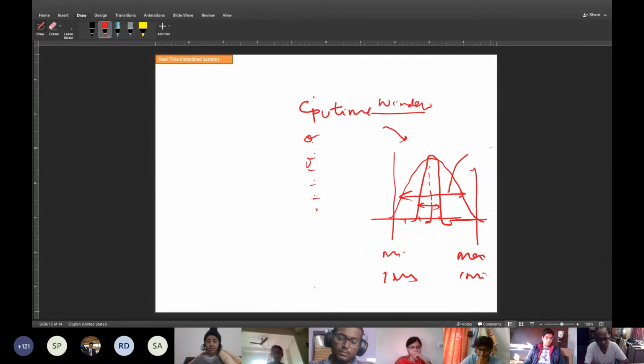Windows also, there is a real-time Windows. For example, in Microsoft phones, people used to have real-time Windows. So those are actually real-time operating systems.